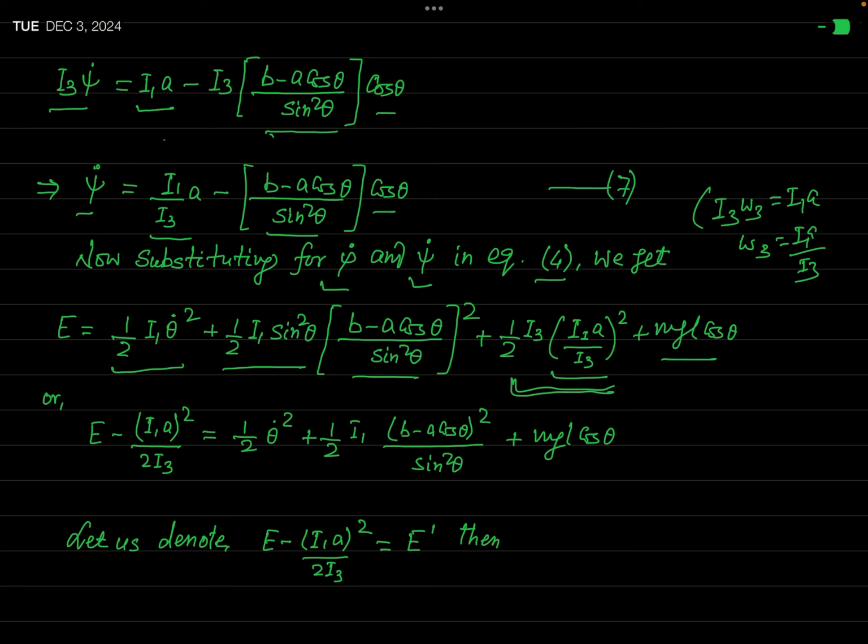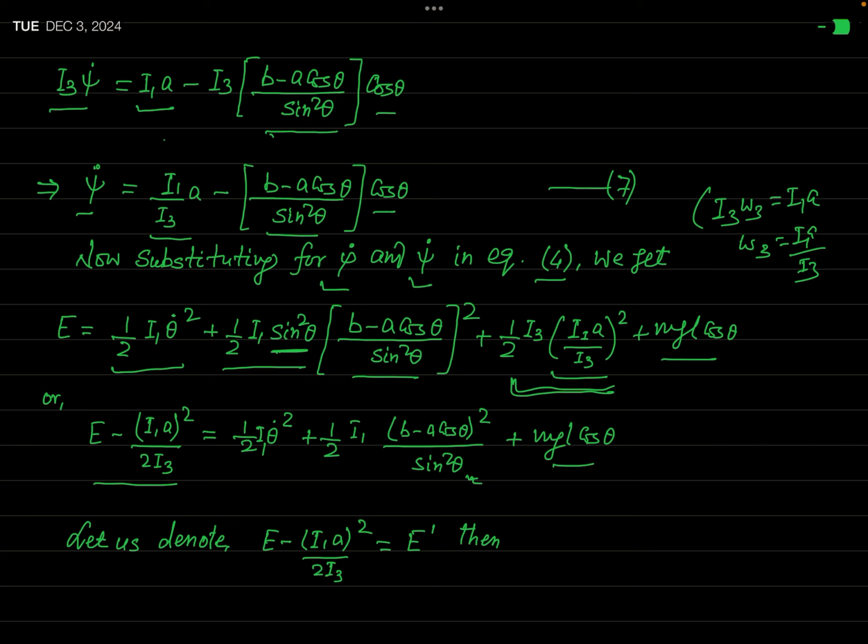Now bring this term to the LHS. So your equation becomes E minus I1a square over 2I3, and that will be equal to 1 over 2 I1 theta dot square plus 1 over 2 I1, and here this sine square theta in the numerator will cancel, because in the denominator there is sine 4 theta. So in the denominator there remains sine square theta, and plus this much.